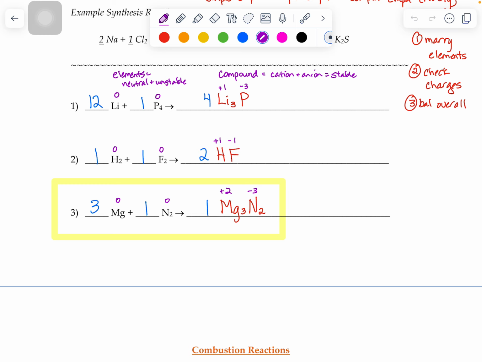So we take neutral element magnesium, which will turn into the cation +2 form of magnesium, and then nitrogen, the neutral element, will turn into nitride with a -3 charge. We have to balance out the charges overall to make Mg3N2, and then balance the overall reaction using our blue coefficients with 3, 1, 1.